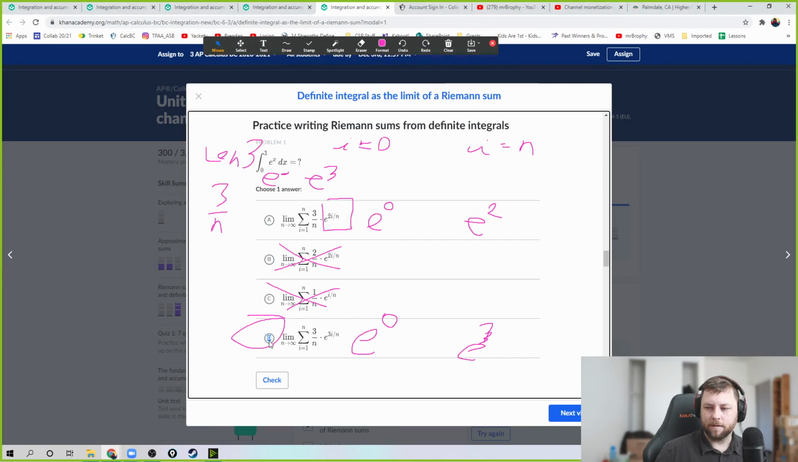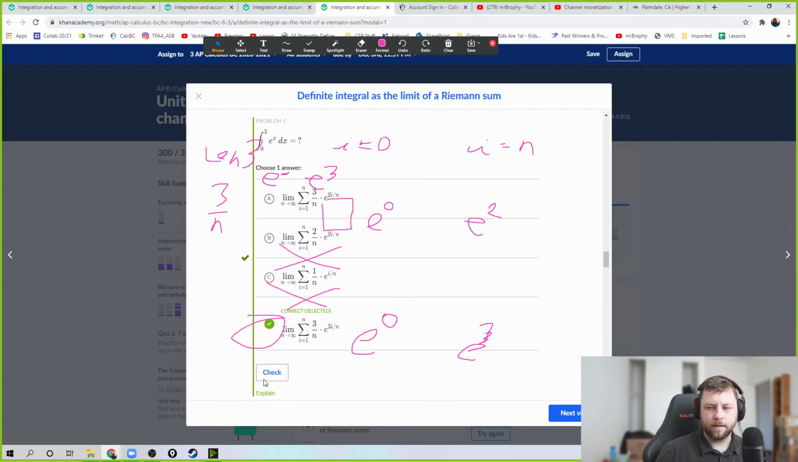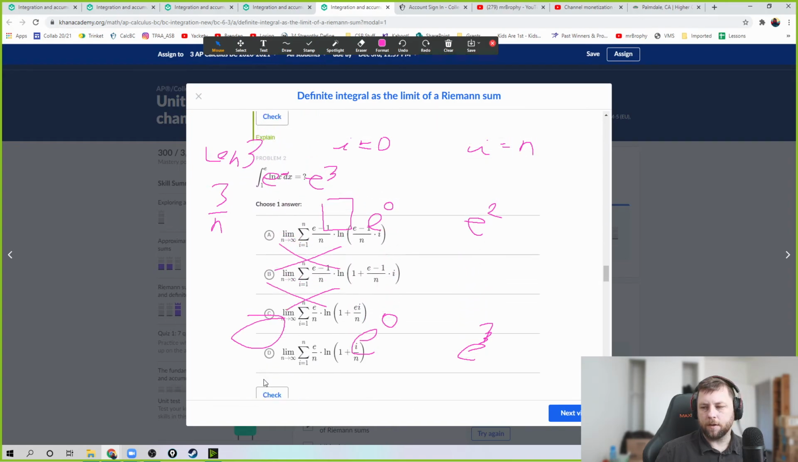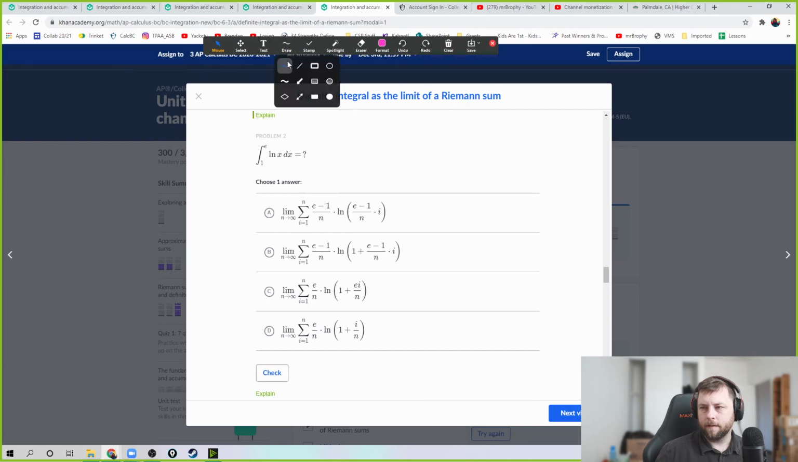And let's see. Oh, I'm right. Try another one. Stealing from Sal Khan. Maybe he explains this better.